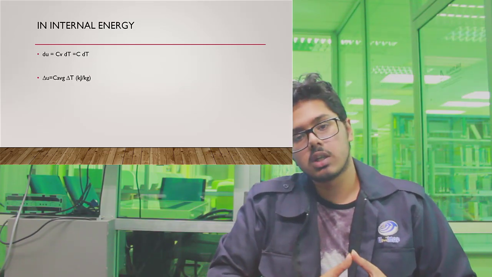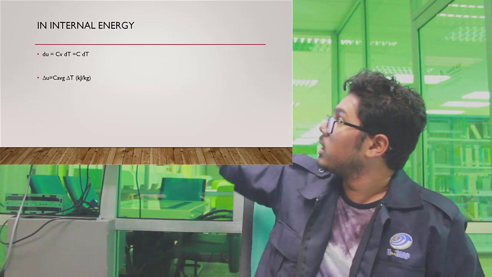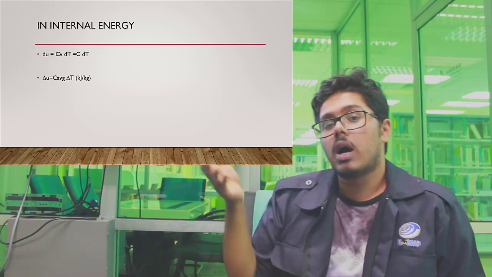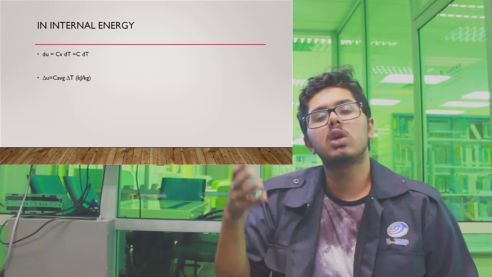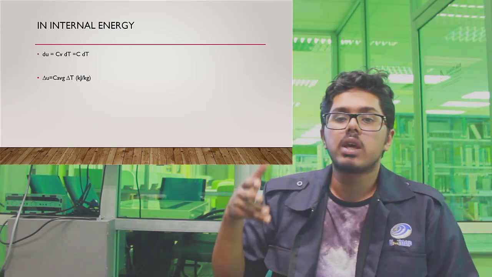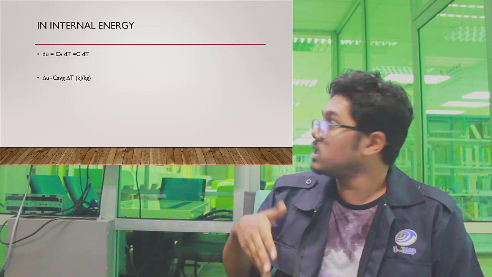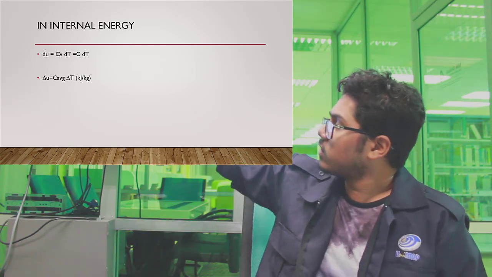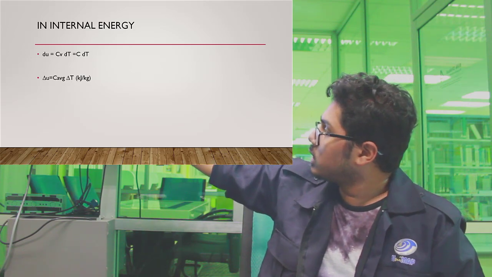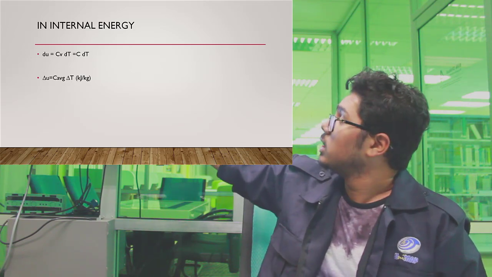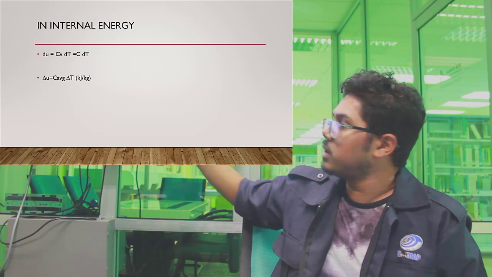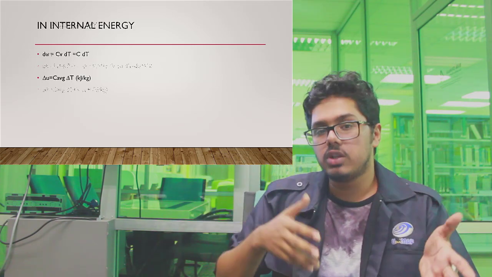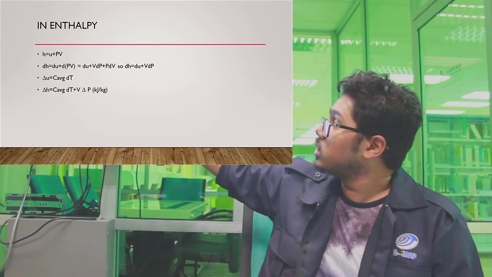We can express this mathematically for internal energy by du equals integral of Cv dT. But as we said previously, Cv equals Cp, so we can represent the Cv and Cp by C. So it will equal C dT. After we integrate, it will give us delta U equals C average delta T, and the unit will be kilojoule per kilogram.